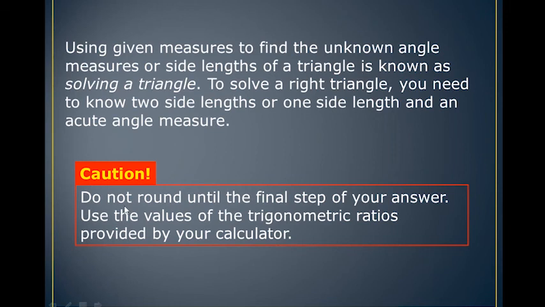Now again, a very important thing: do not round until the final step of your answer. Use the values of the trigonometric ratios provided by your calculator. Using given values to find the unknown angles and side lengths of a triangle is known as solving a triangle. Solving means we need to find any unknown value there. To solve a right angle triangle, you need to know two side lengths or one side length and an acute angle measure.